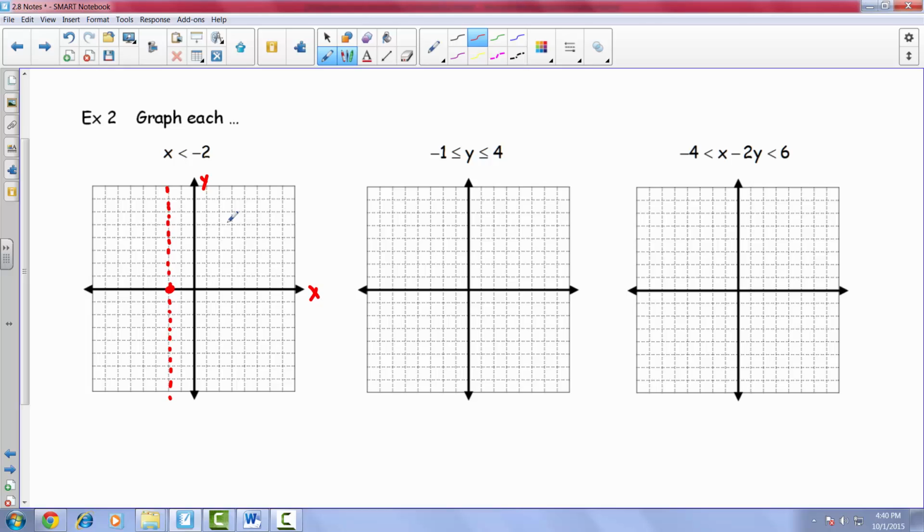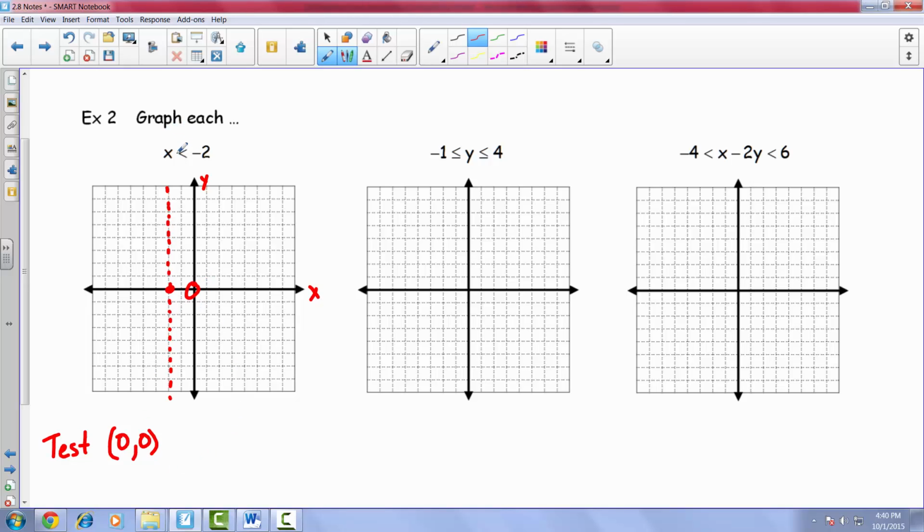Now, when we're determining if this is in fact a solid or a dotted line, we notice that there is no bar underneath, and as a result, we're going to keep this as a dotted line. Next, we have to test some point to see which way we need to shade. So we're going to test that nice magical test point 0, 0, the origin, just to see if it's actually true or not.